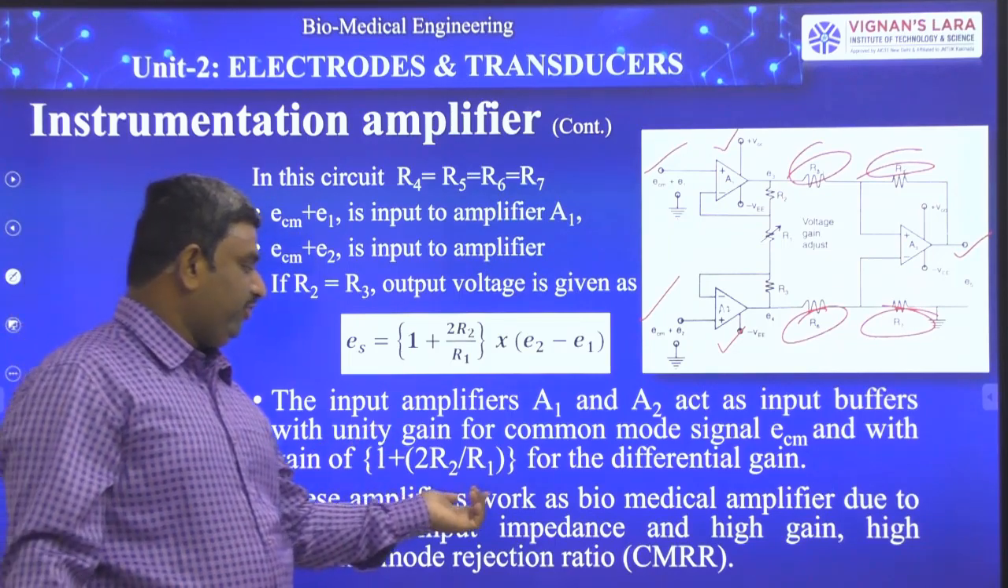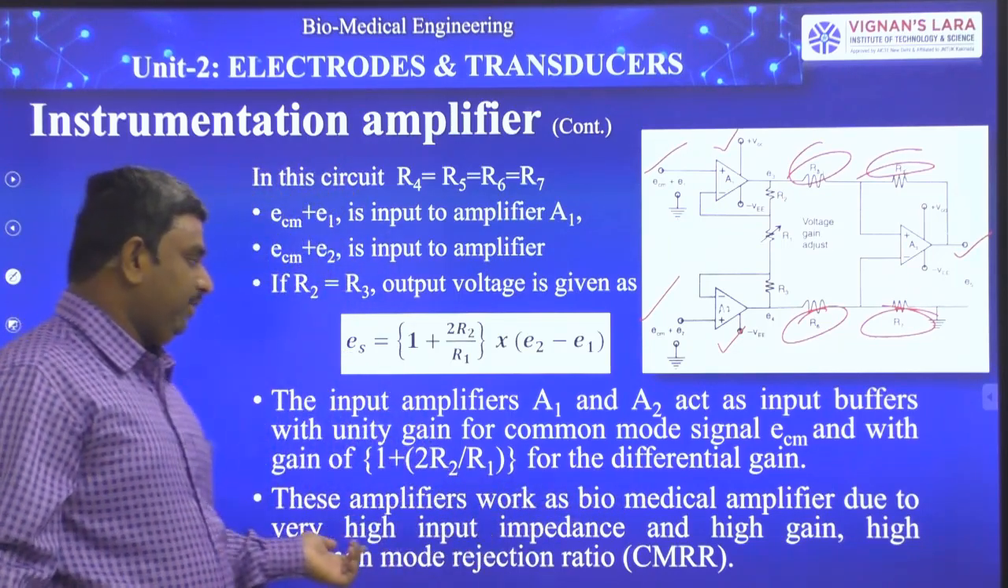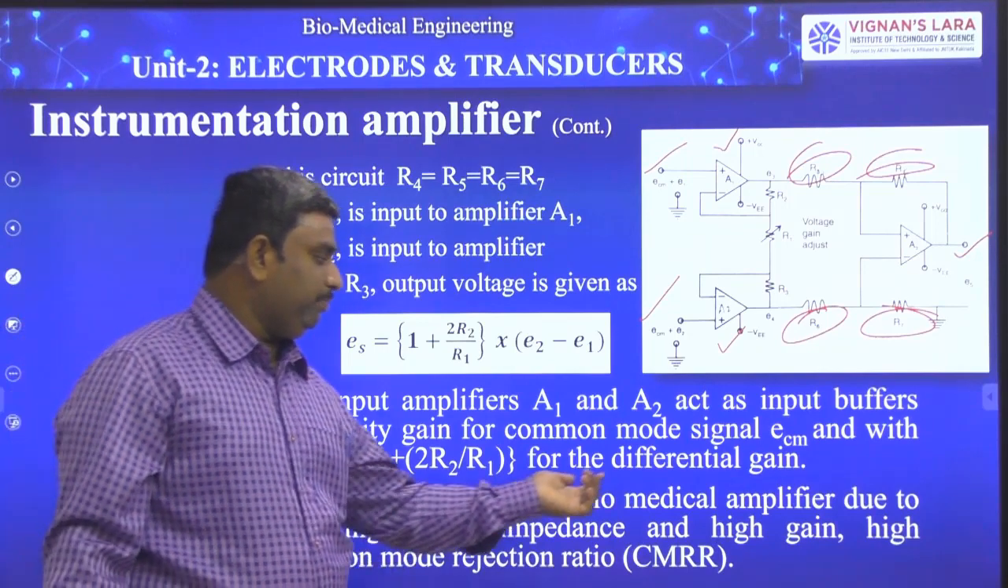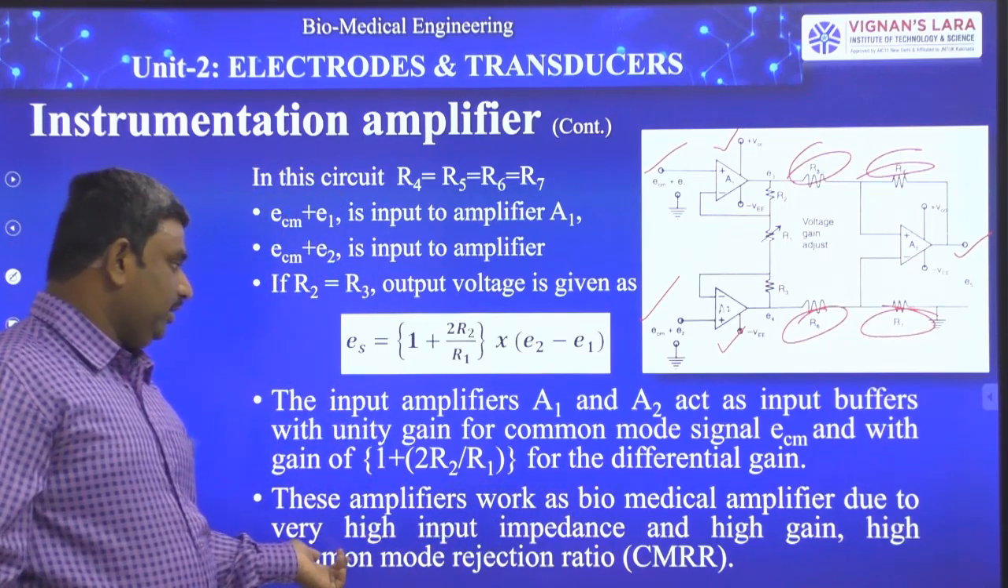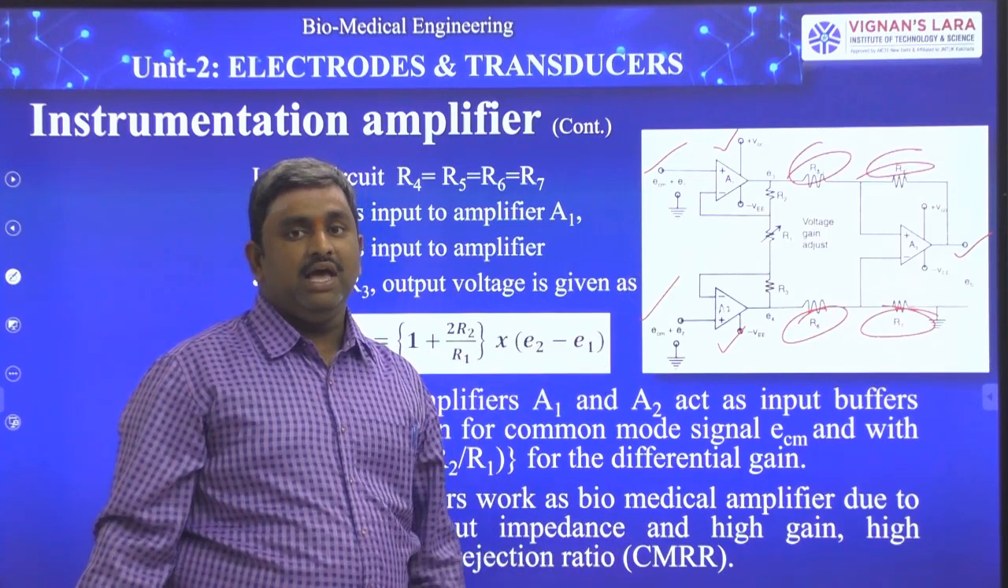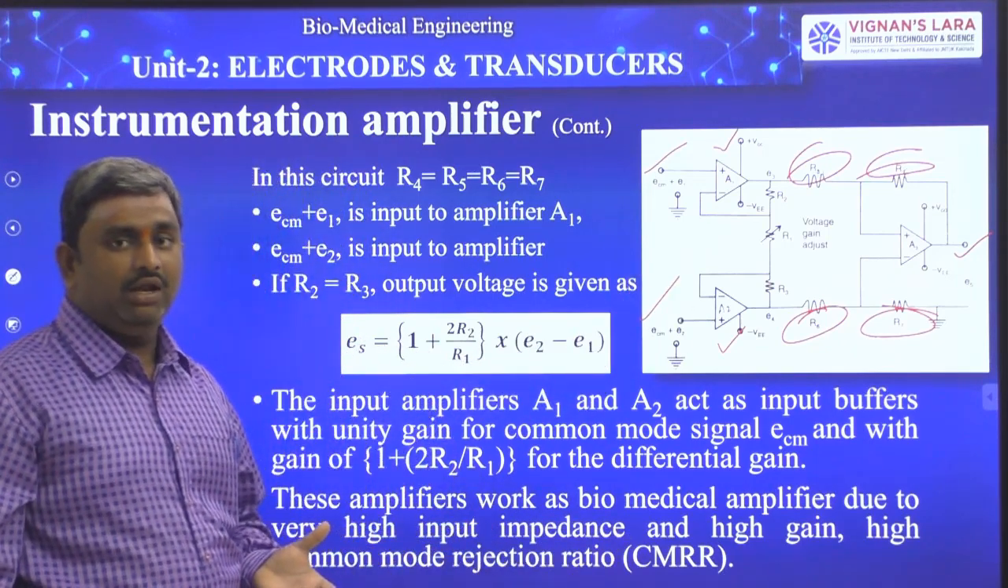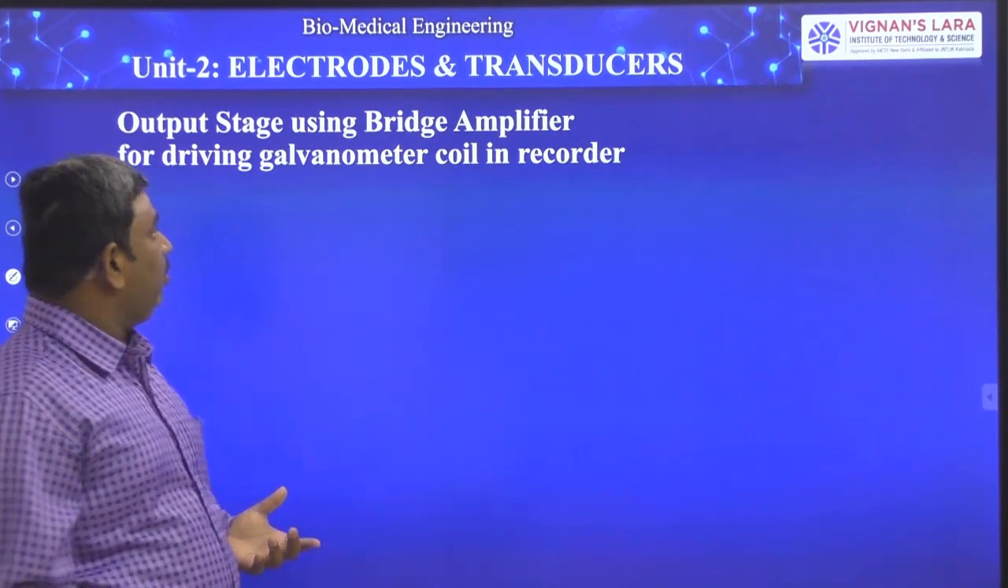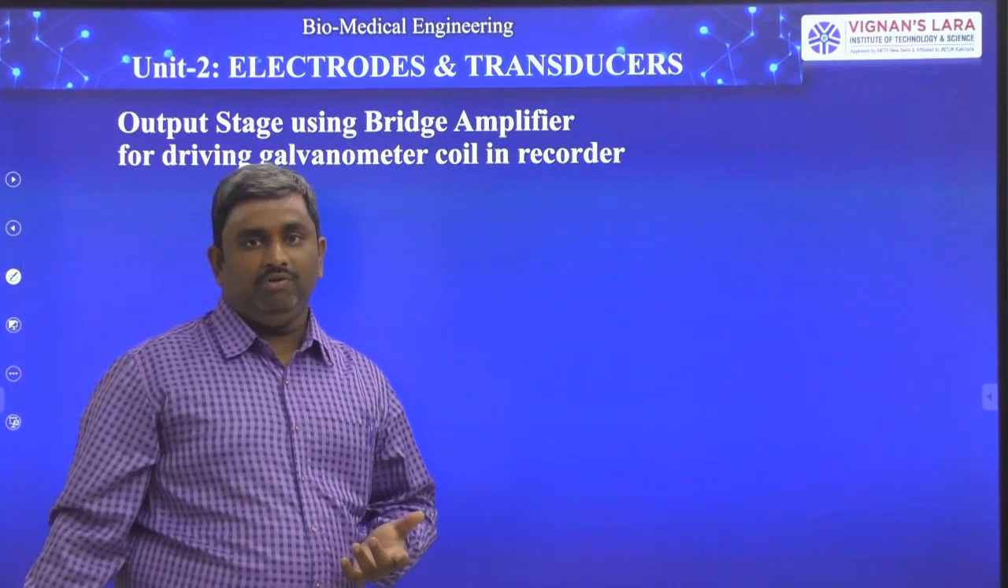This type of amplifier is used as a biomedical amplifier due to very high input impedance, high gain and high common mode rejection ratio. This type of amplifier has very good CMRR and high gain. So this is about the basic amplifier.